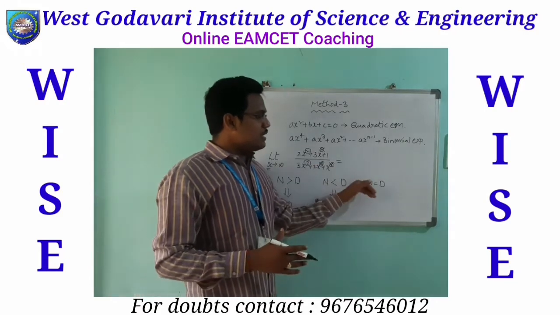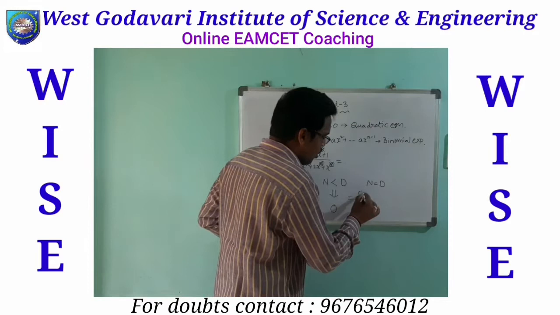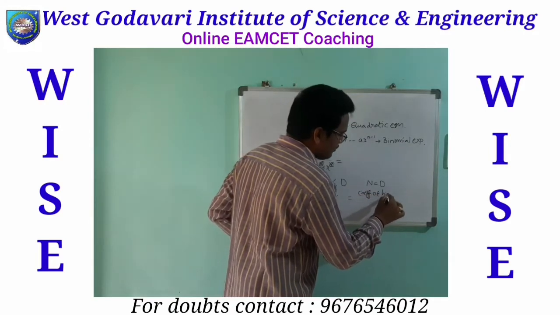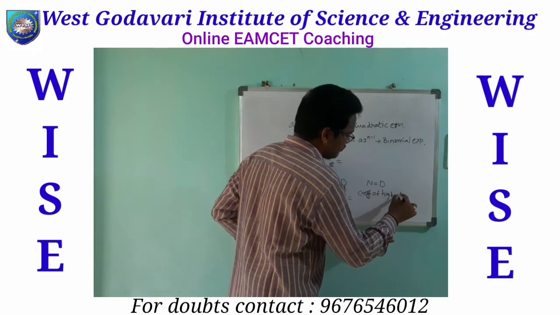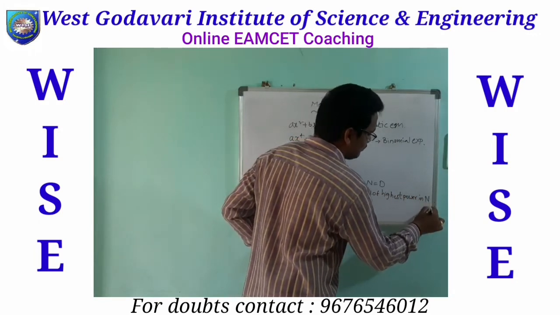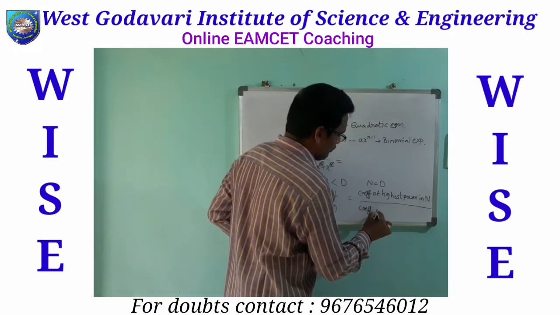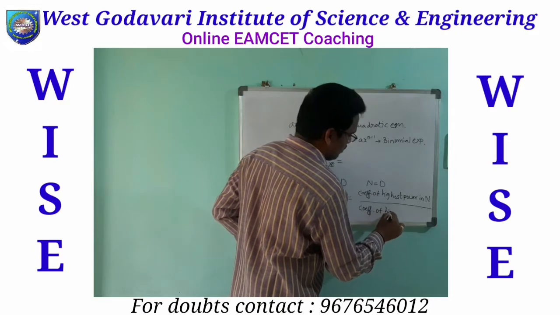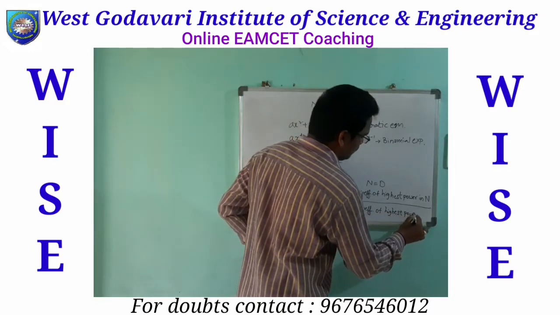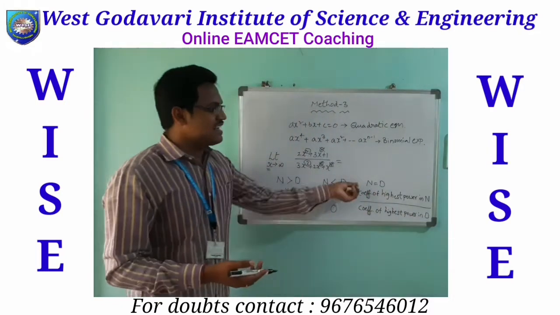So whenever the numerator power is equal to the denominator power, the formula for this case is the coefficient of highest power in numerator by coefficient of highest power in denominator. So this is the formula for this case.